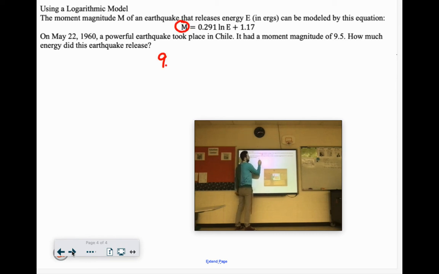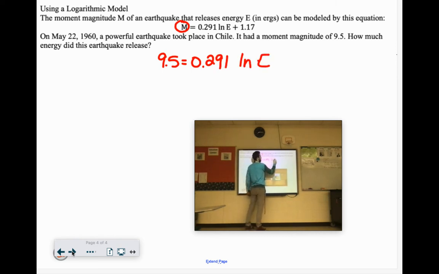We have 9.5 equals 0.291 ln E plus 117. Now we've been dealing with logarithms. This ln is a natural logarithm. It has the same properties as logarithms, but we're really going to talk about it more in chapter 4.6, which talks about the natural base e.